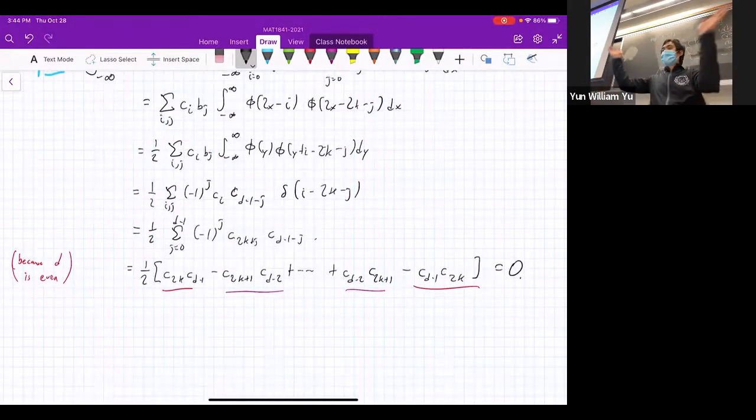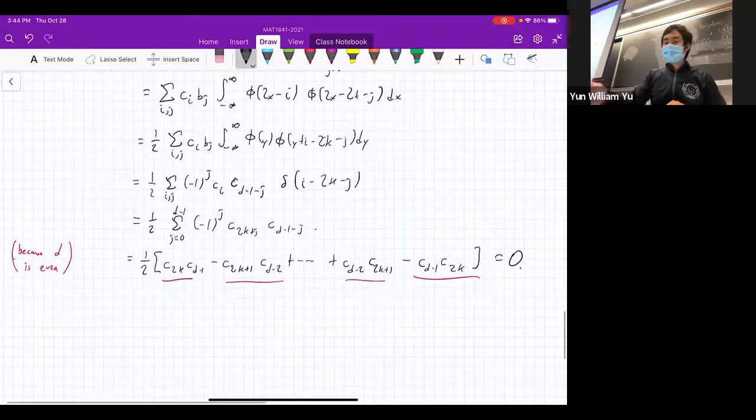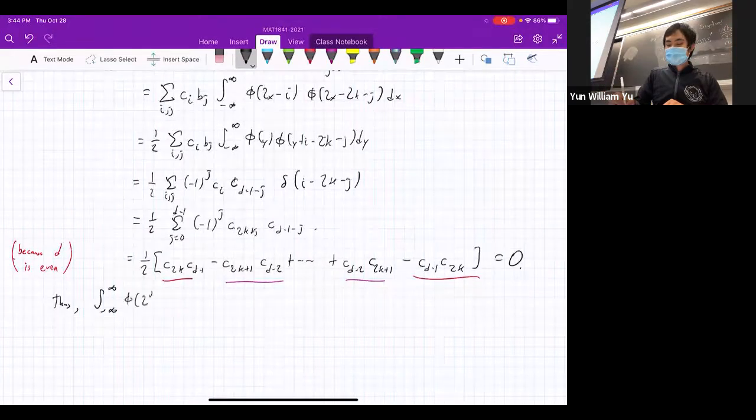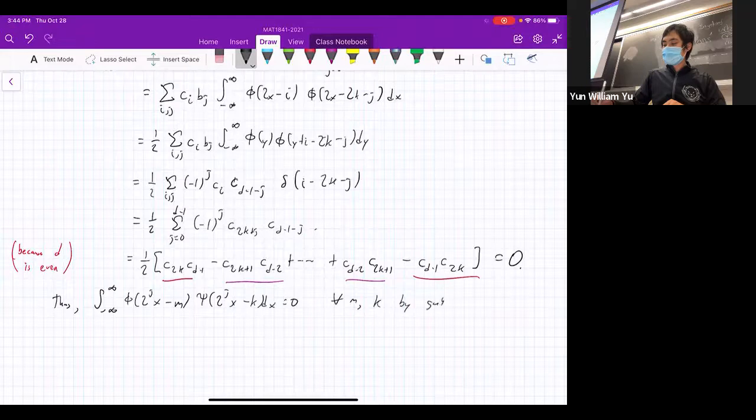This holds for the scale function and the translated versions of the mother wavelet. Now we know that we can obviously substitute this in. If you rescale both the mother wavelet and the scale function, this still holds. So we know that the integral of phi(2^j x - m) and psi(2^j x - k) dx is equal to 0 for all m and k by substitution. Basically, if you rescale them, nothing changes. They're still orthogonal in the same way.